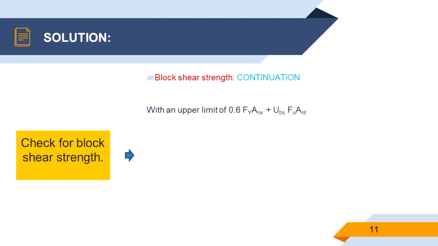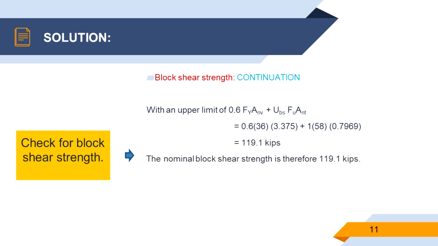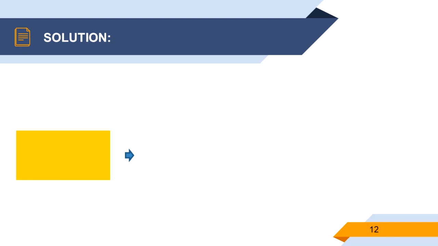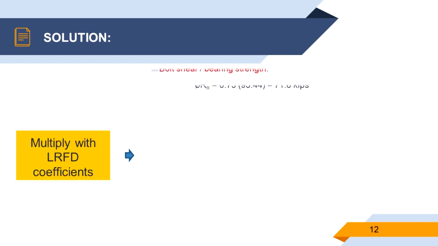Now we will solve for the upper limit, which is equal to 0.6 Fy ANB plus UBS Fu ANT. And substituting the value, we get 119.1 kips. The nominal block shear strength is therefore 119.1 kips. Now we will multiply with the corresponding LRFD coefficients.